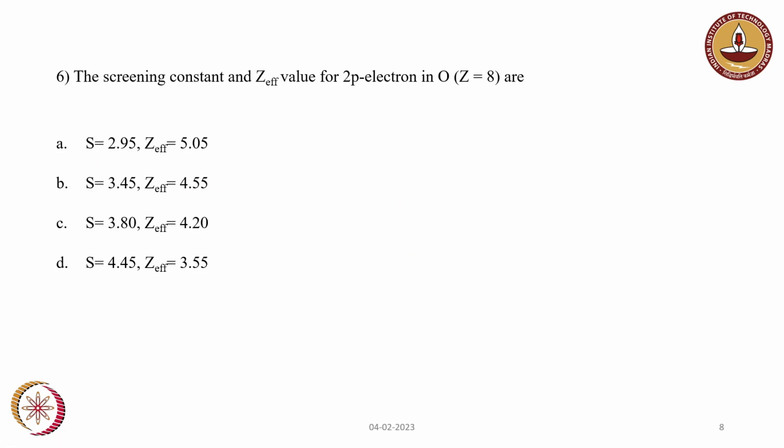And the next question is: the screening constant and Z effective value for a 2p electron in oxygen, which has atomic number 8. So for this, we need to know the concept of screening constant and the effective nuclear charge.